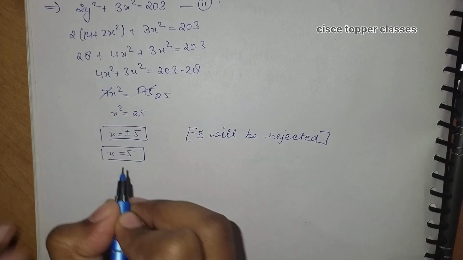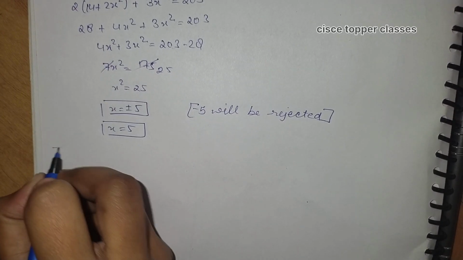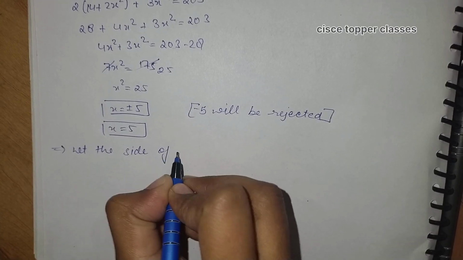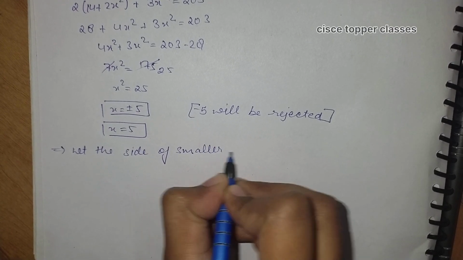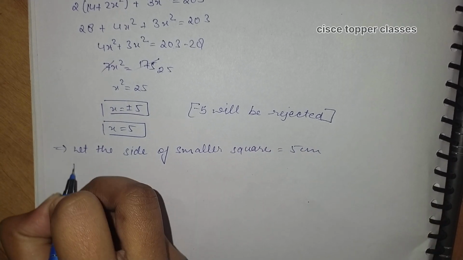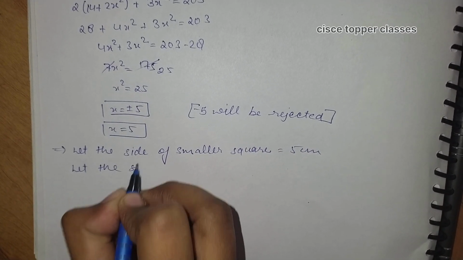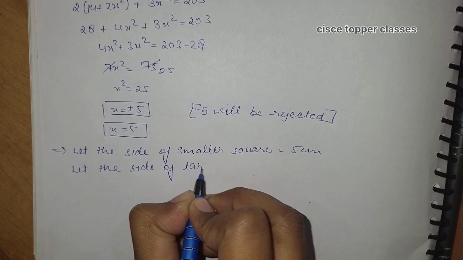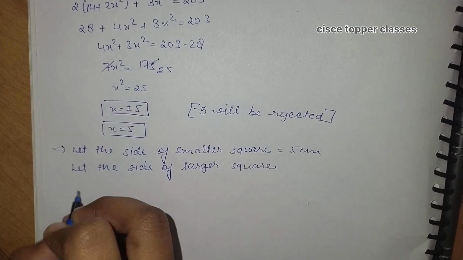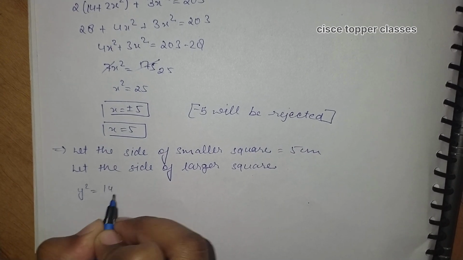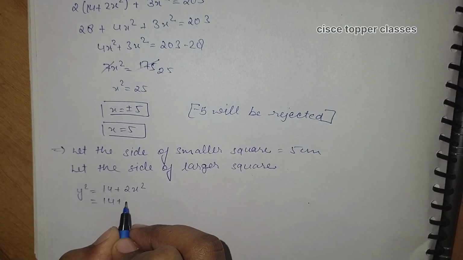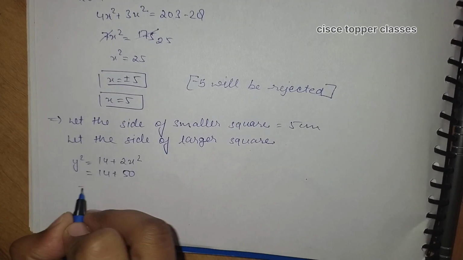From that, we have to determine the sides of the two squares. So let the side of the smaller square be 5 centimeter. And if we want to calculate the side of the larger square, we will put in the first equation and we will find the value of y. So y square is equal to 14 plus 2x square. So putting 14 plus 2 into 5 square, which is 25, so 50, that will become 64 here.